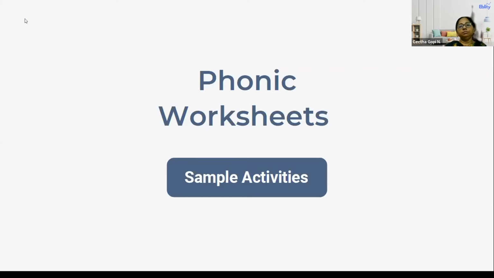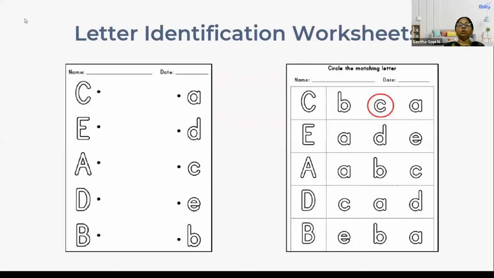So some of the sample worksheets I'll go through, where we can have a look at the different kinds of activities that we can give. One is you can match the capital letter to the small letter, the uppercase and lowercase matching, or you can give the uppercase and the lowercase and they have to write. You can also give missing letters, to recognize letters in sequence. You can also do circle the matching letter. So different kinds of activities can be done.